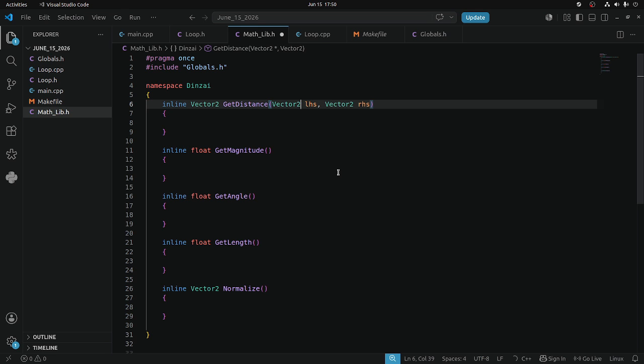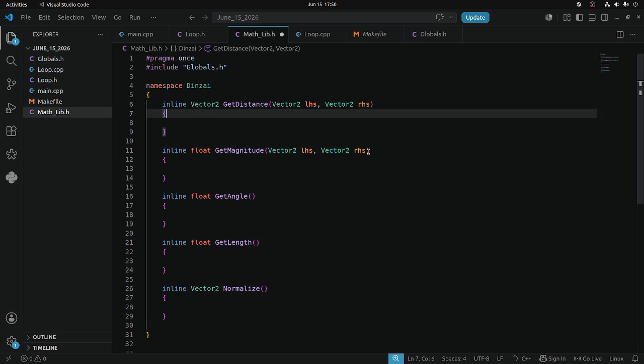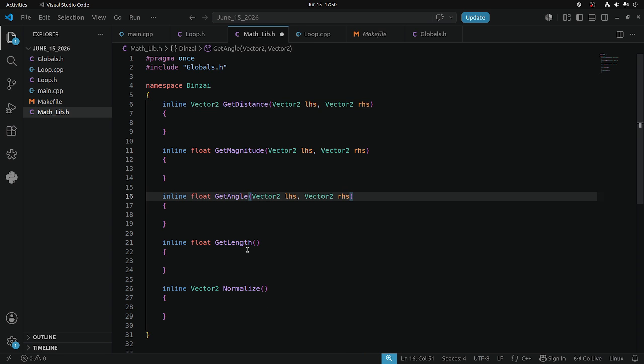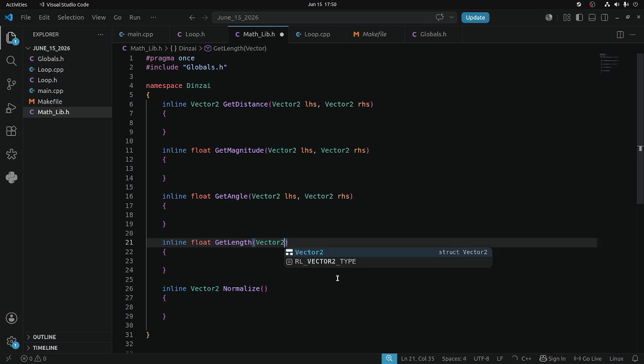You don't need a memory address. Passing by value, perfectly reasonable here. And same for this. So I'm going to do similar here. And then same for the angle. Now for length, you only need one. So a vector 2, and I'm just going to call this a vec.